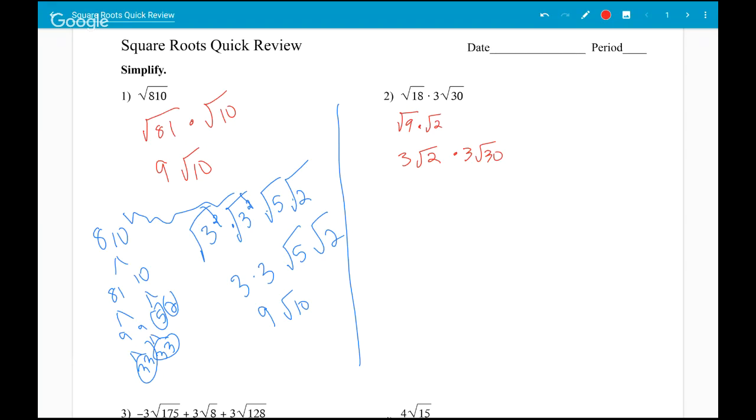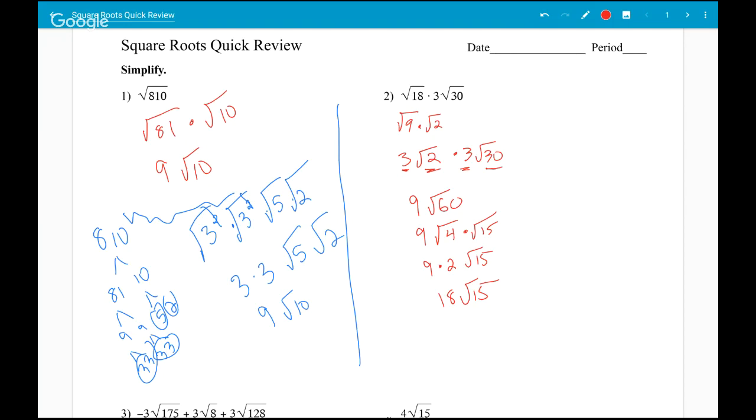Now I'm going to use my rules of multiplication. I can multiply the outside stuff together, so my two threes multiply together to get 9. And my two numbers inside the square root get multiplied together as well, and they make 60. Now I've just got to take a look at what I've multiplied together and decide, can I simplify it anymore? Well, 60 can be divided by 4, and 4 is a perfect square. So yes, I can. Take the square root of the 4, and I get 18 root 15.